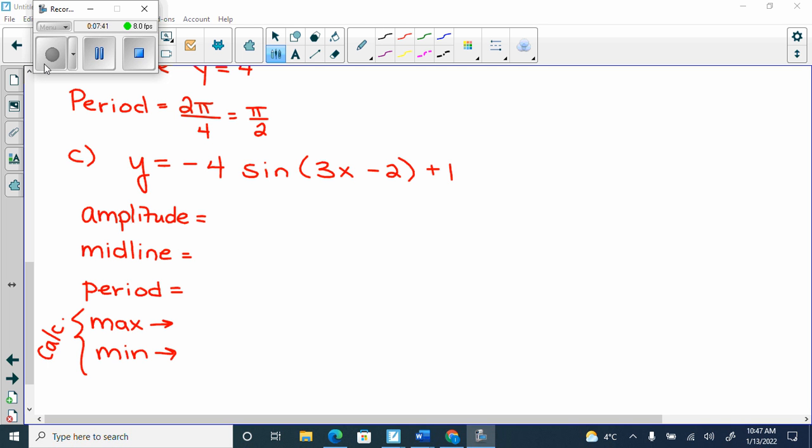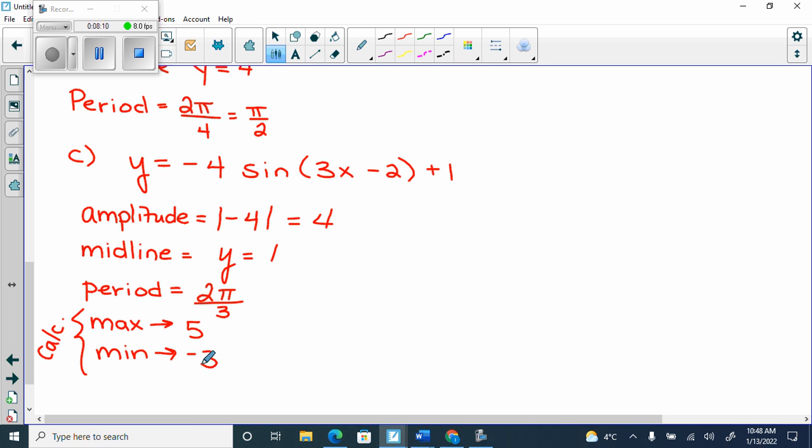Absolute value of negative 4, which is 4. Yeah. The midline is y equals 1. The period is 2 pi divided by 3, and it can't reduce. That's just as good as it goes. What did you get for the maximum? What was your highest y? It is 5. What's your lowest y? Negative 3. Should be negative 3.